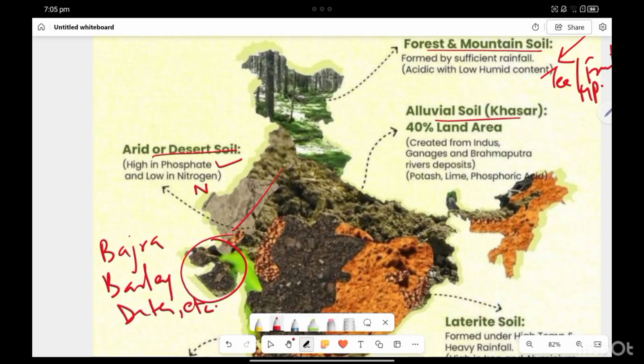Coming to the alluvial type of soil, which forms 40% of the land area in the northern plains. These are created by the sediments deposited from Indus, Ganga, Brahmaputra. They are very much rich in potash, lime, but they are poor in phosphoric acid, nitrogen, and alluvial soil types are well suited for the growth of rice, wheat, etc.